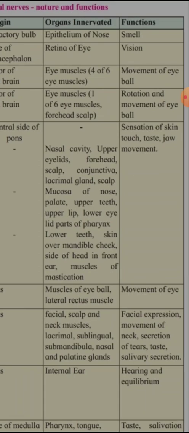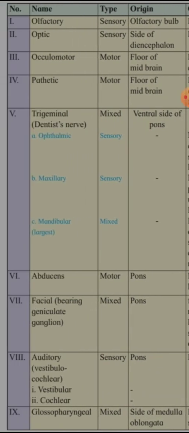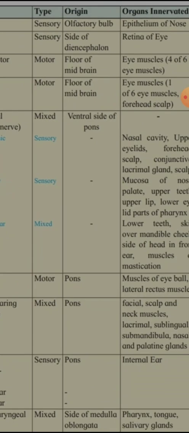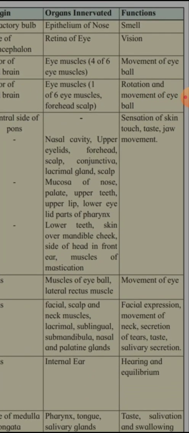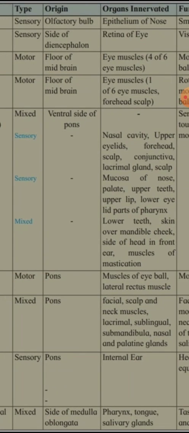It controls the facial expression, movement of the neck, secretion of the tears, taste, and salivary glands. Then the eighth one is the auditory, or it is also called vestibulocochlear. These are sensory, and they are of two types, vestibular and cochlear. They arise from the pons, and they innervate the internal ear and help in hearing and equilibrium.